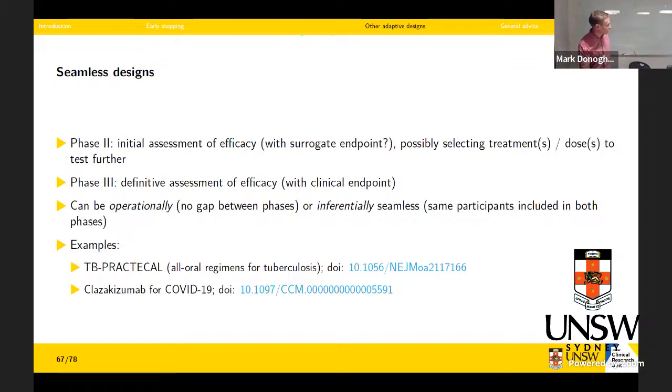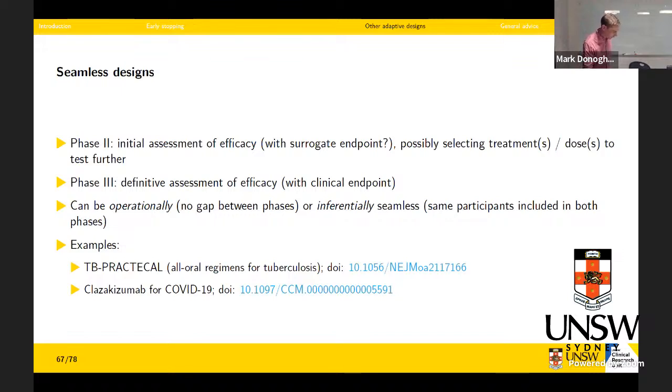And as I said, for that, they had a short-term outcome. So they just looked at culture conversion in the blood at 8 weeks after taking this drug. And then of those 3 possible treatments, after phase 2, they decided on just one of them that they would then carry into phase 3. And that had a primary outcome at 72 weeks, which was a clinical endpoint of death or tuberculosis recurrence.